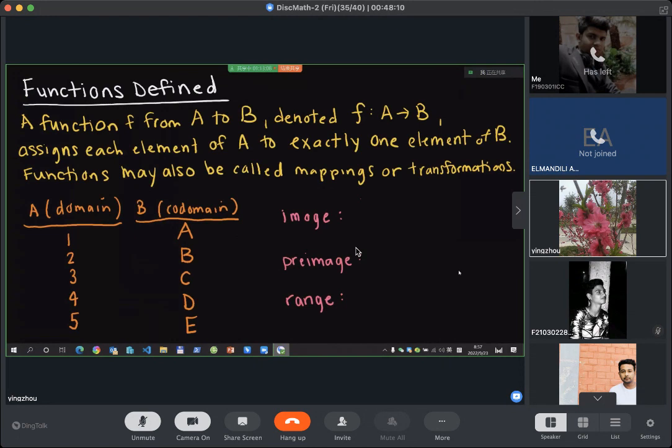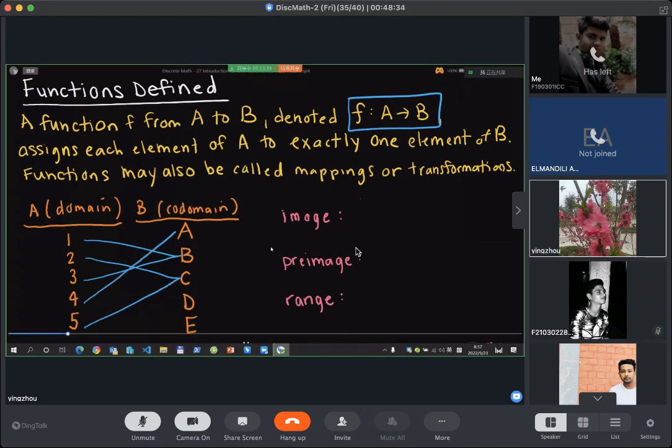So let's take a look at what we know about functions. A function f from set A to B, and notice how we denote that function, assigns each element of A to exactly one element of B. So every element of A must be mapped to some element of B.